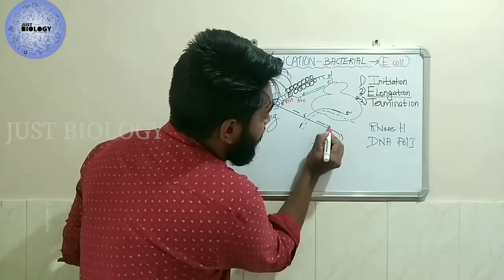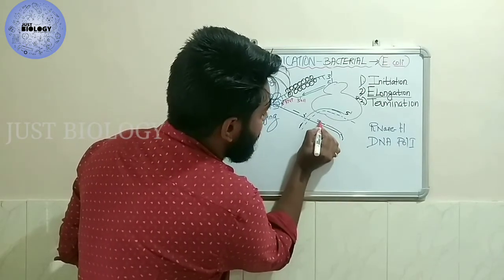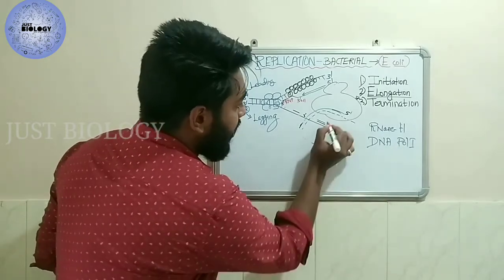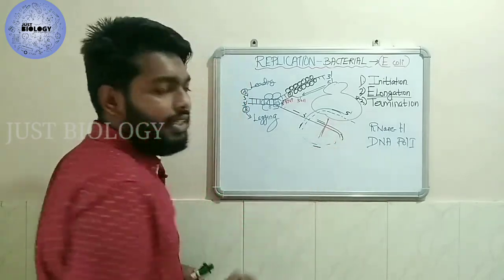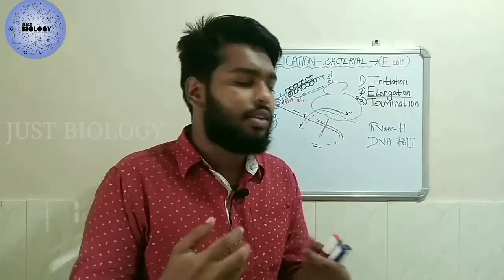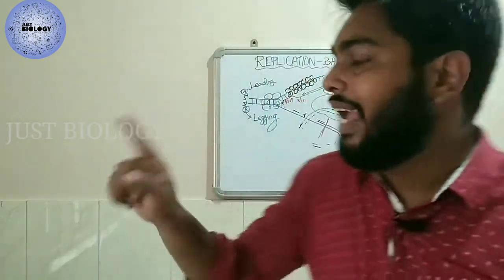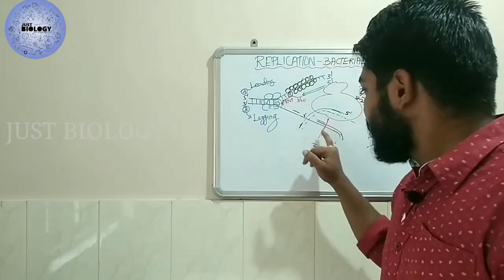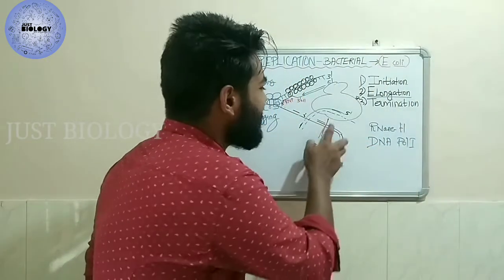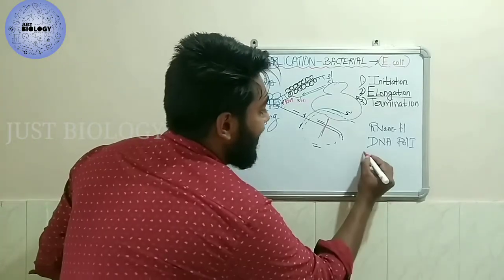Let's imagine they are synthesizing nucleotides, but this is sealed by DNA polymerase, and in this region you can see a gap. Actually, that is not a gap. There is a difference between a gap and the region where no bond has formed. This region we can call a nick.